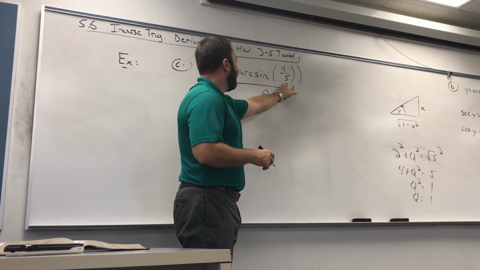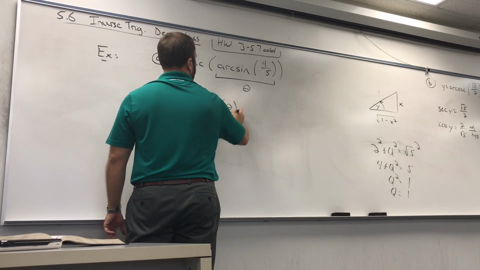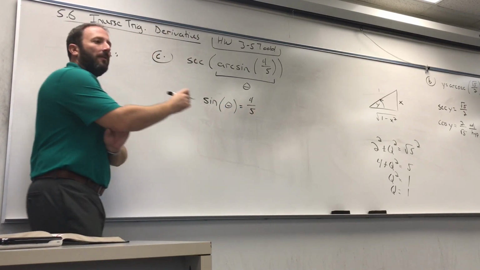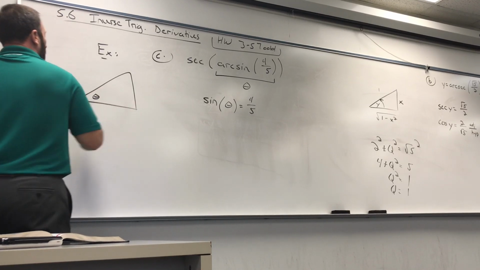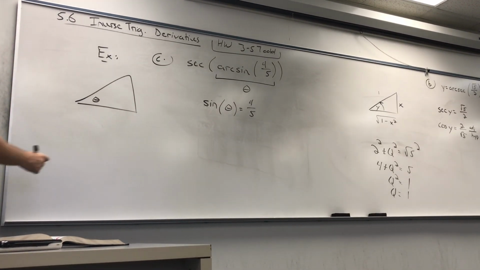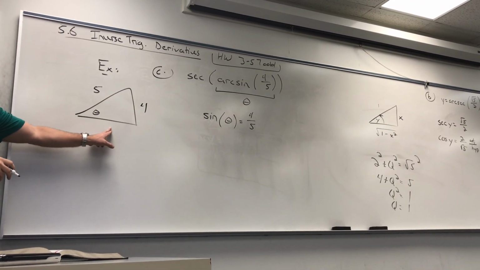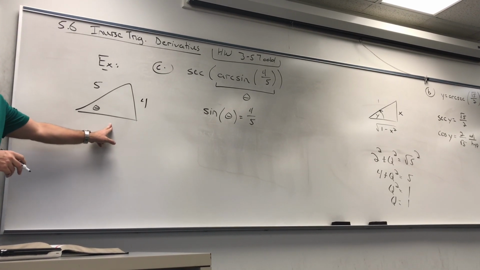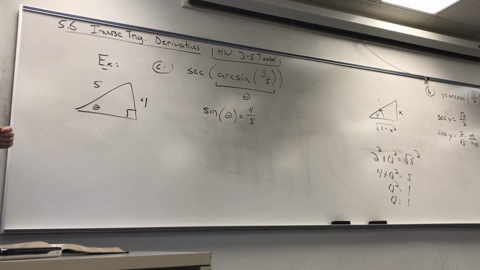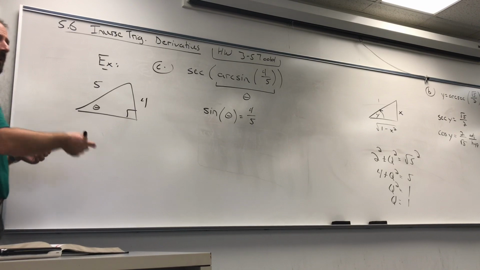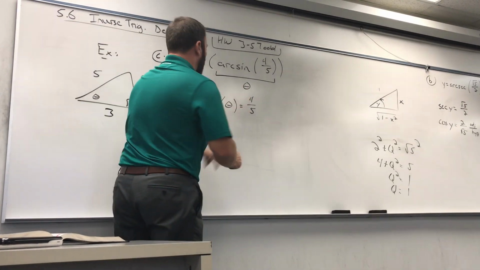So if arcsine of 4/5 equals theta, that's the same thing as saying sine of theta equals 4/5. Let's draw that. Sine is opposite over hypotenuse. So without thinking too hard, what would this have to be for the adjacent? 3. Yeah, it's a 3, 4, 5 triangle. Good. So what we want to find here is secant of theta.